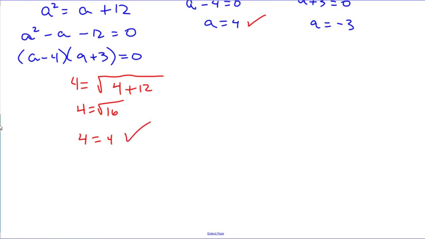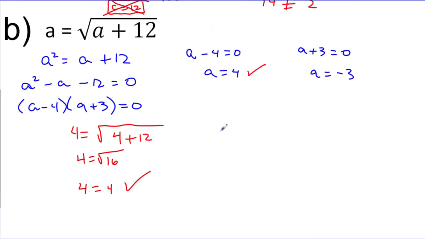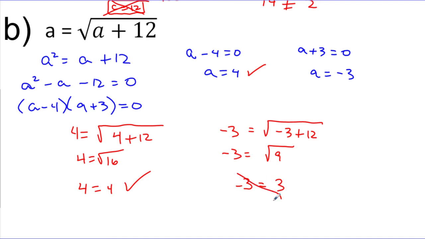so I'm going to say 4. That's a good answer. Okay, let's check negative 3. Negative 3 is equal to the square root of negative 3 plus 12. Negative 3 is equal to, this says the principal square root of 9, which is the positive square root of 9. Well, the positive square root of 9 is 3. And I'm saying that 3 is equal to negative 3, which is not true. So I'm going to get rid of this answer and say I have one solution to my problem, and that is that a is equal to 4. And that is my only solution because negative 3 was extraneous.